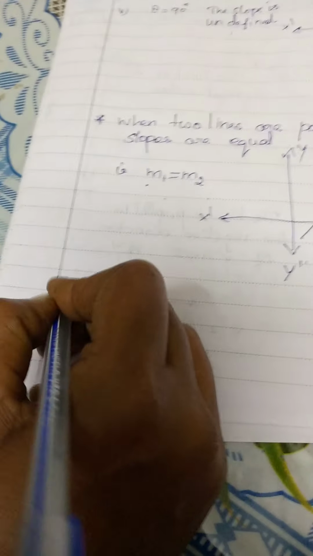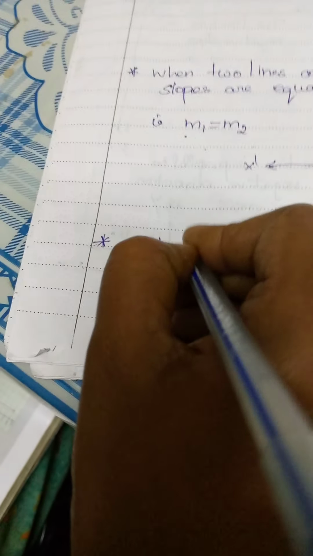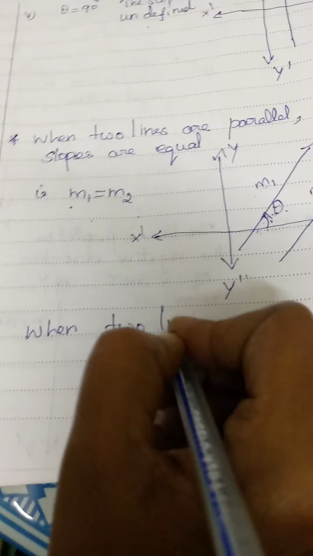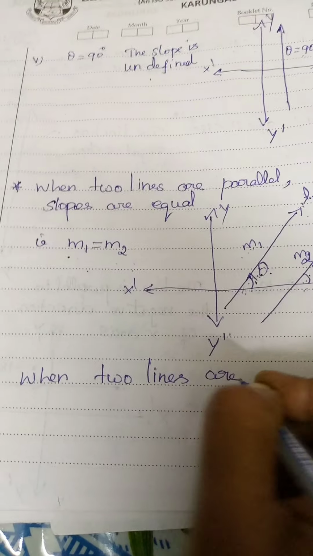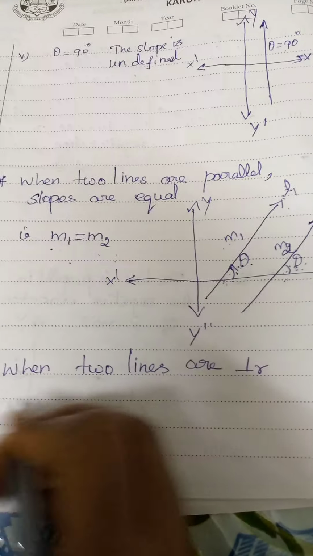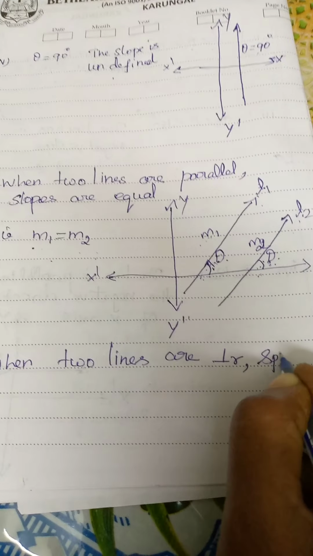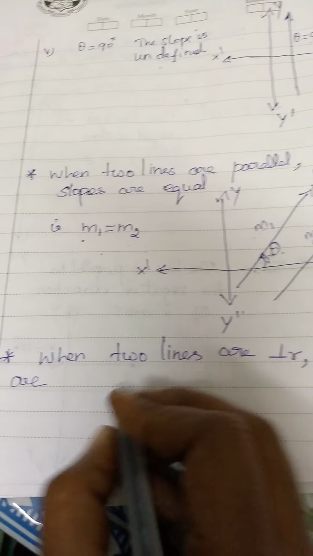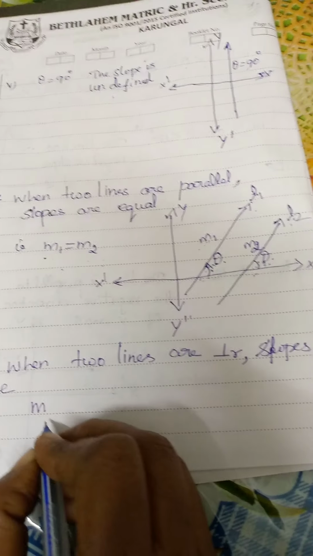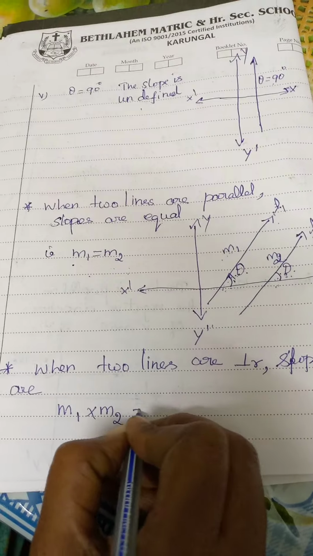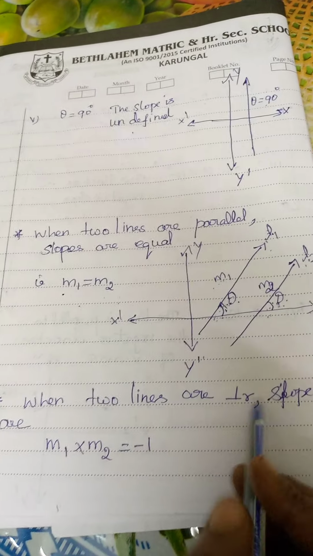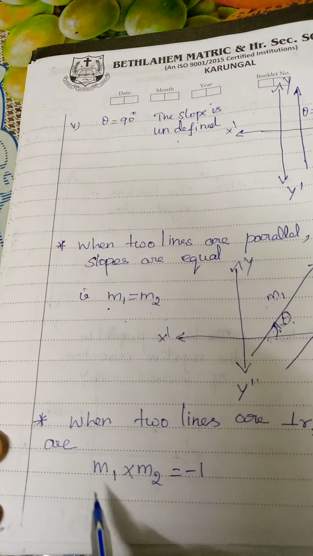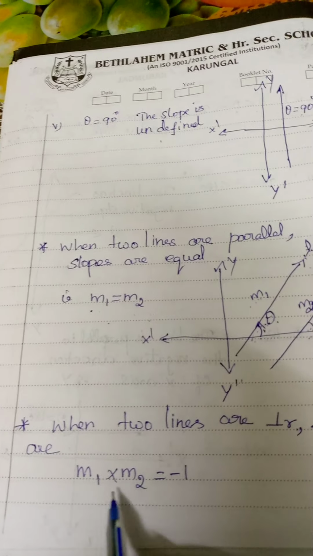Next formula, when two lines are perpendicular, how will the slopes be now? The product will be minus 1. M1 into M2 is equal to minus 1. When two lines are perpendicular, what is the condition now? M1 into M2 is equal to minus 1. See the example.